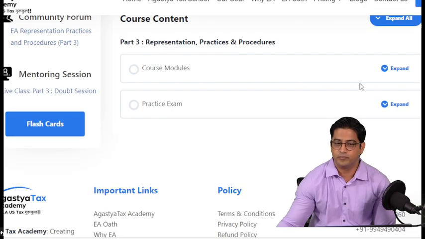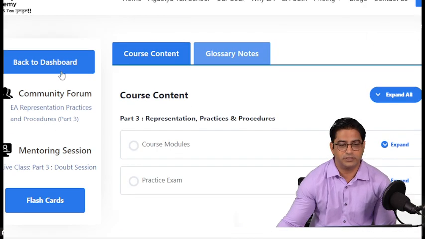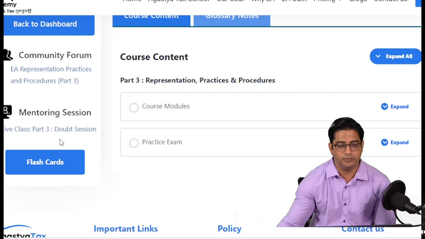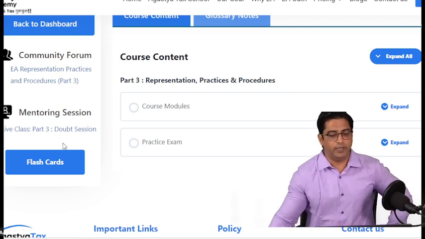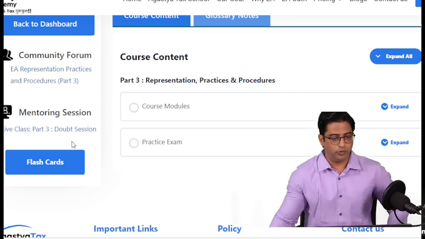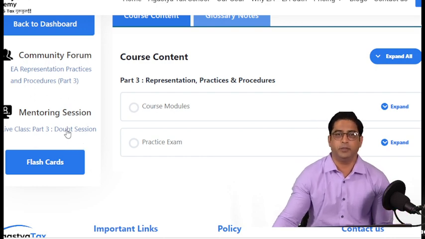And we have mentoring sessions available. This will be a Zoom or Zoho meeting call where we can conduct a webinar on the go. Then we can all collaborate and discuss whatever doubts there are with respect to that paper.